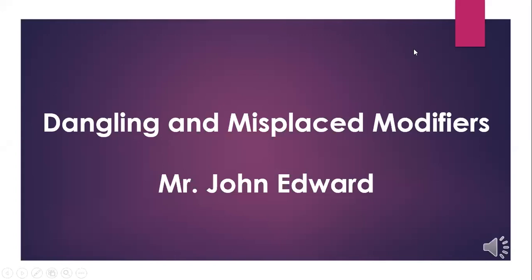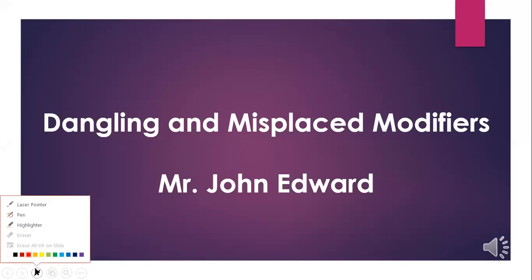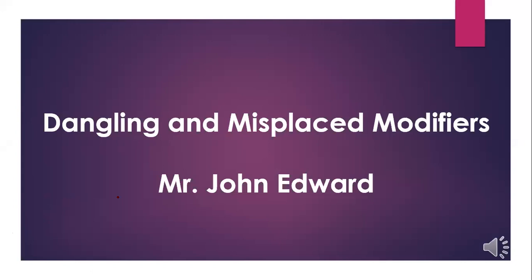The title of the topic is Dangling and Misplaced Modifiers. What you need to know is that we have two types of modifiers. Little modifiers simply are adjectives and adverbs. Okay? Modifiers are adjectives and adverbs. طيب, adjectives and adverbs بيعملوا إيه؟ They modify things. They describe things.